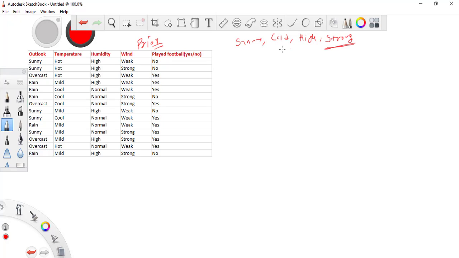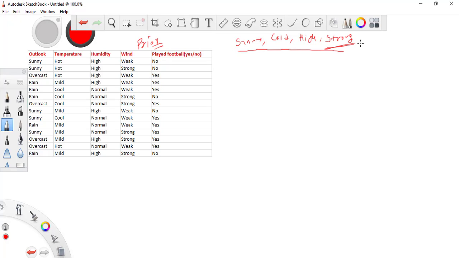Okay, so given these weather conditions, can I predict whether a football match will be played or not? Okay, so right now I don't see any particular combination which directly follows this. I don't see sunny, cold, high, and strong coming together.